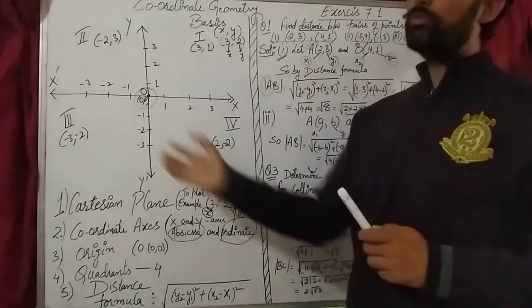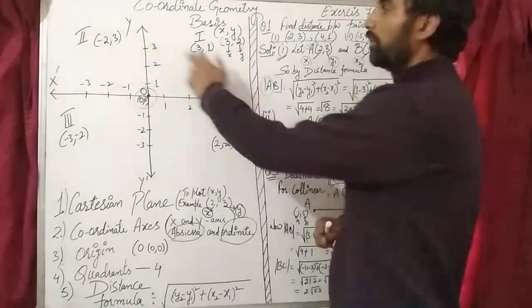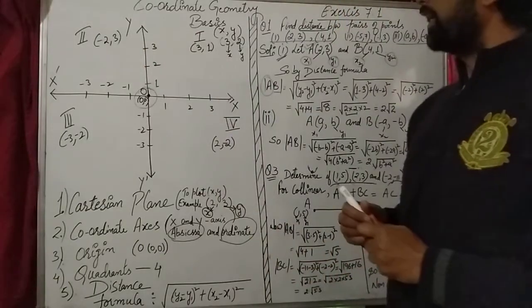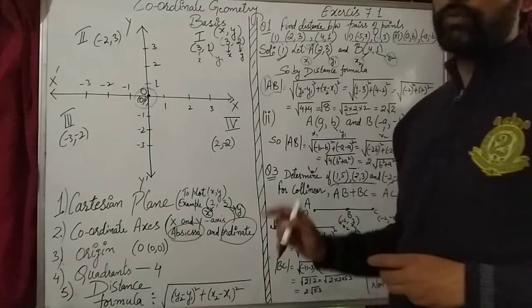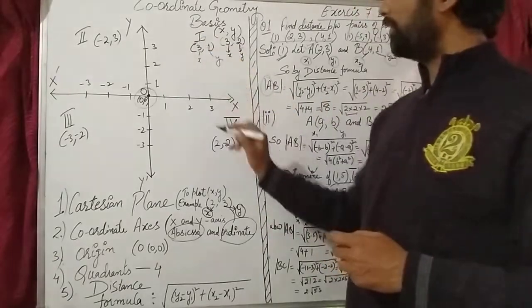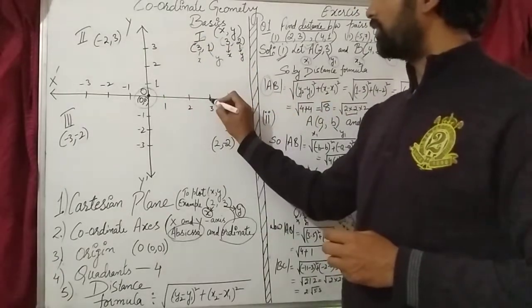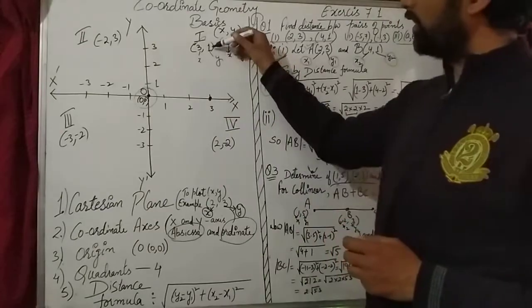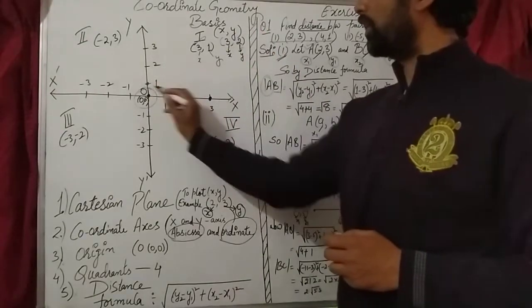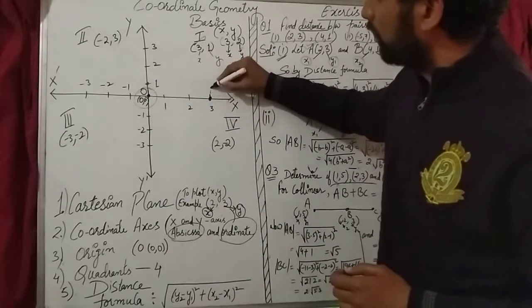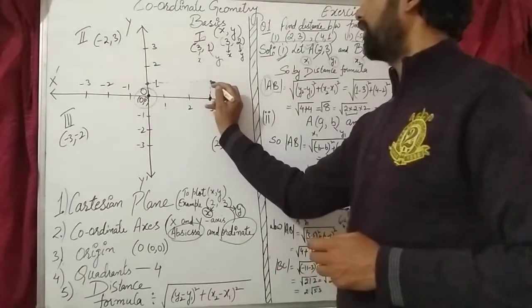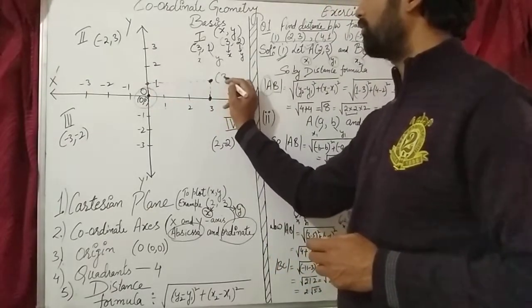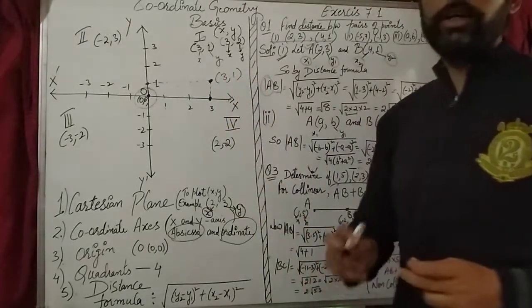Now, how to plot these points? I have already written the points here. Let me plot them. I told you the first is x and the second is y. So from the x-axis, this is the positive side. Find where 3 is. This is 3. And the second is y. y is 1. This is y. Now join a line from the x-axis and from the y-axis. Where they meet, this point is known as 3 comma 1.